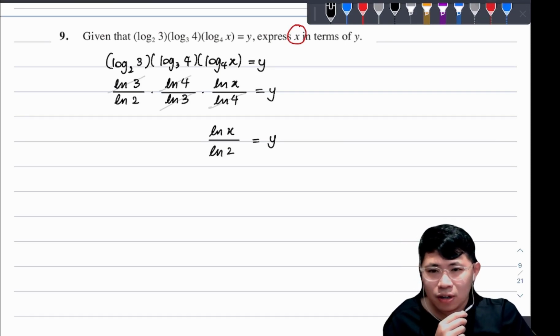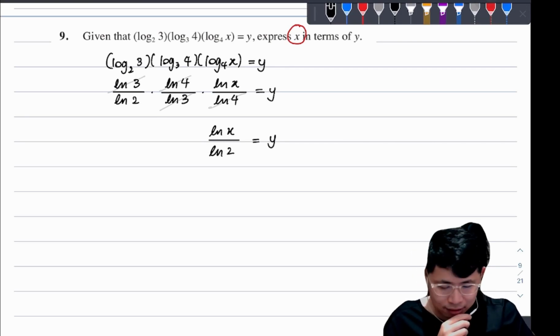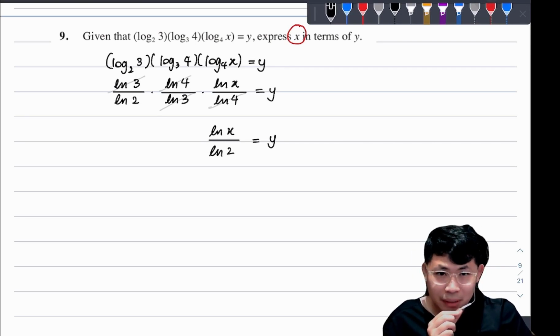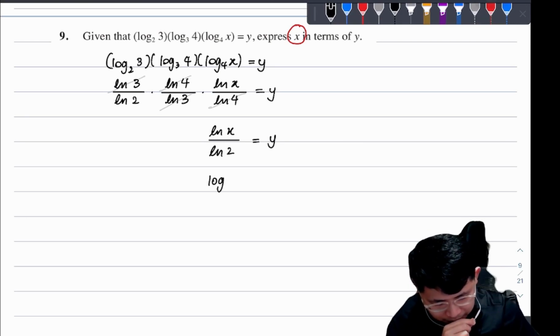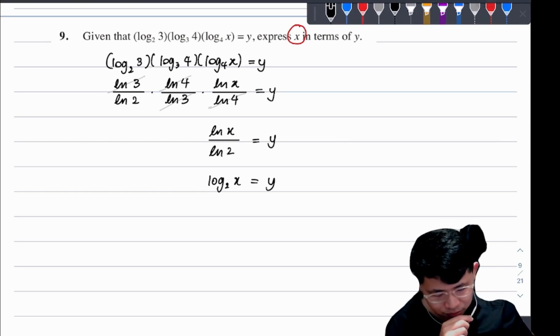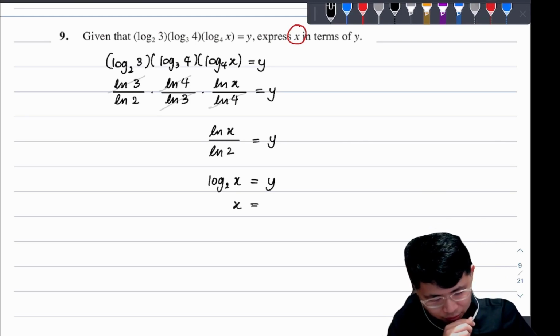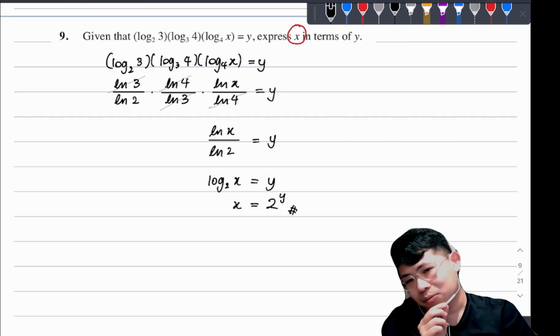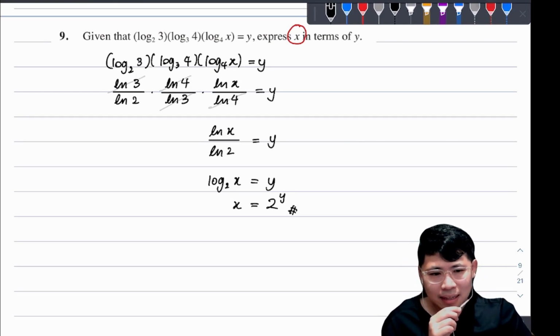Okay, because we have ln x and ln 2, we can make use of this and convert back. It's a reverse change of base law. So we can convert back to log base 2 of x equals y. The reverse change of base rule gives log base 2 on the left. So x as the subject will be base 2 on the right, so 2 to the power y. So this is just expressing x as the subject, removing the log base 2 from the left. Okay, so mainly like that.